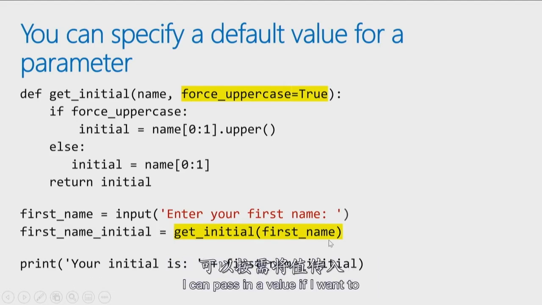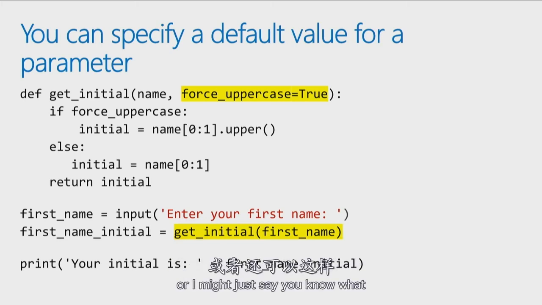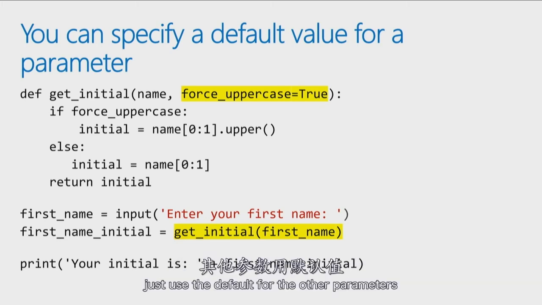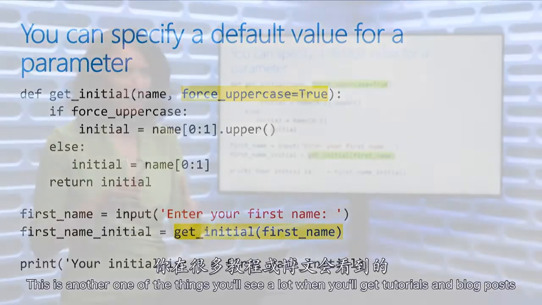I can pass in a value if I want to. I can pass in the value true, I can pass in the value false, or I might just say, you know what, I'm going to give you a value for first name, just use the default for the other parameters. This is another one of those things you'll see a lot when you look at tutorials and blog posts.